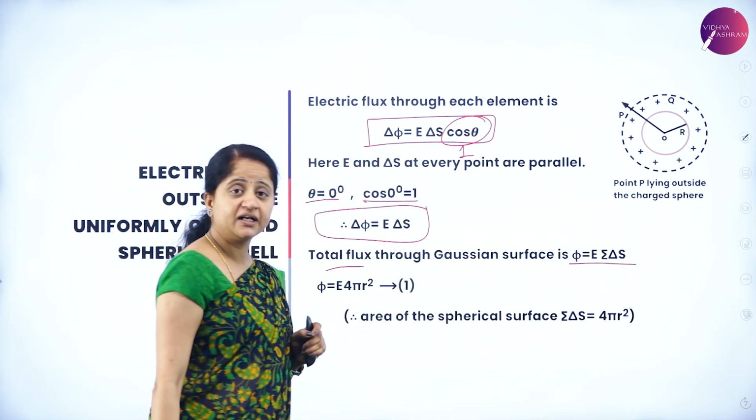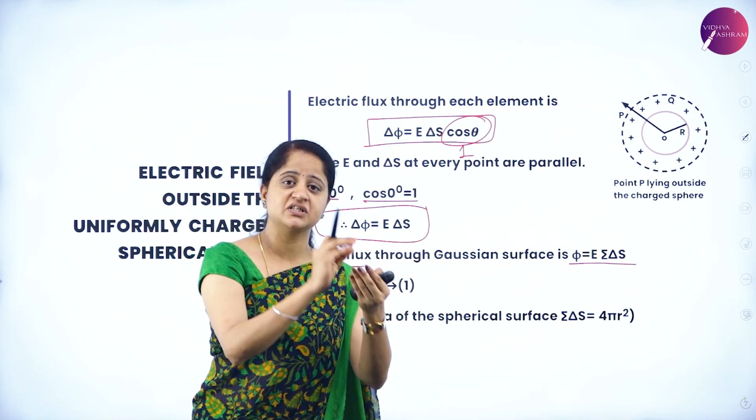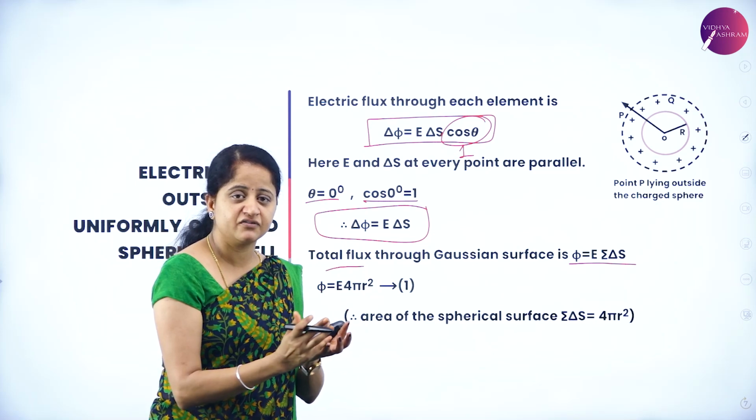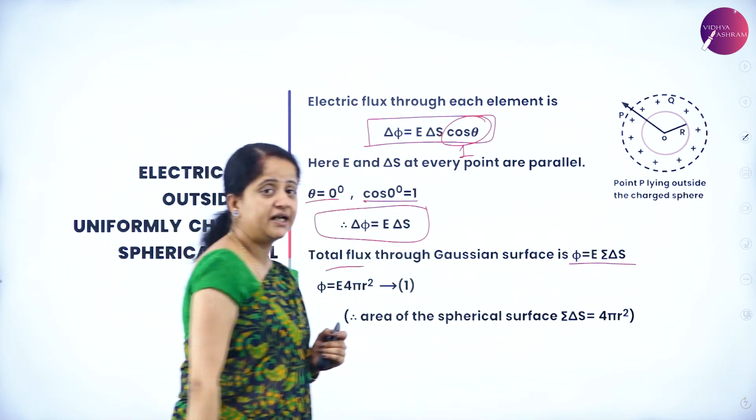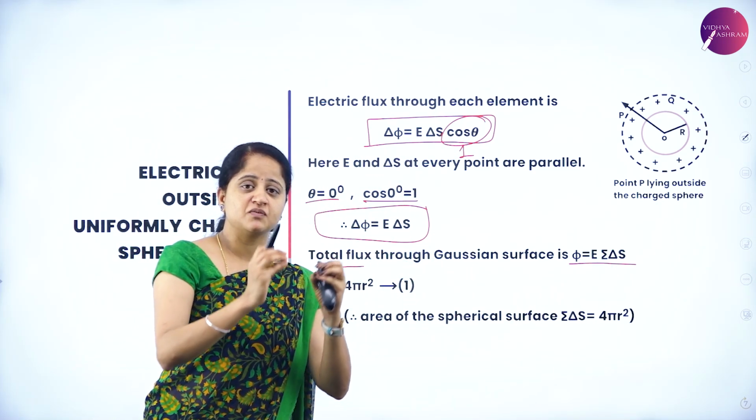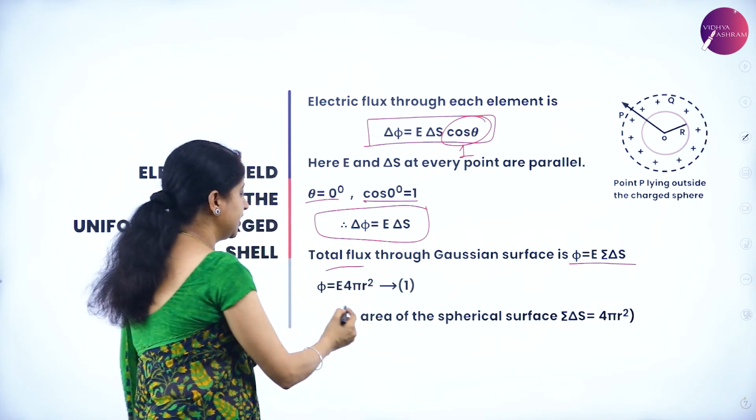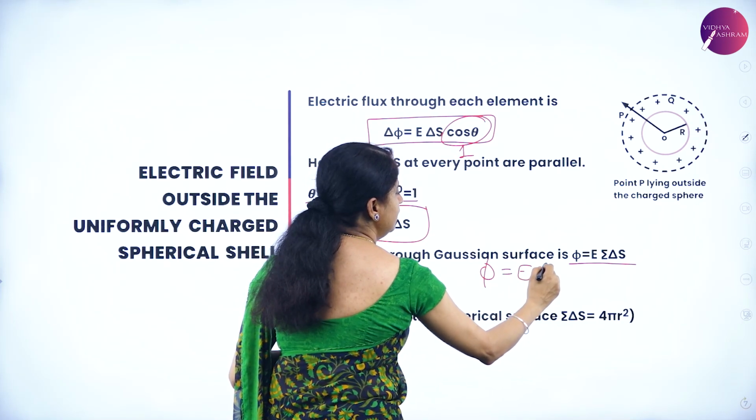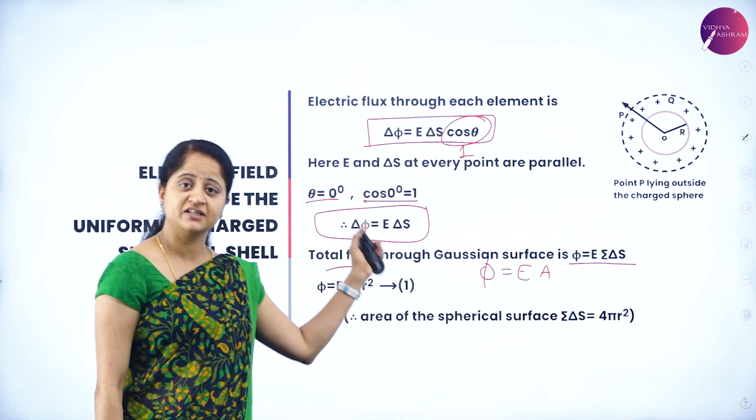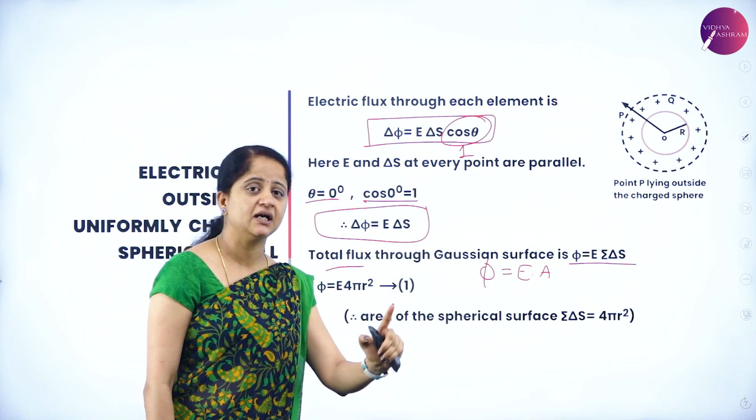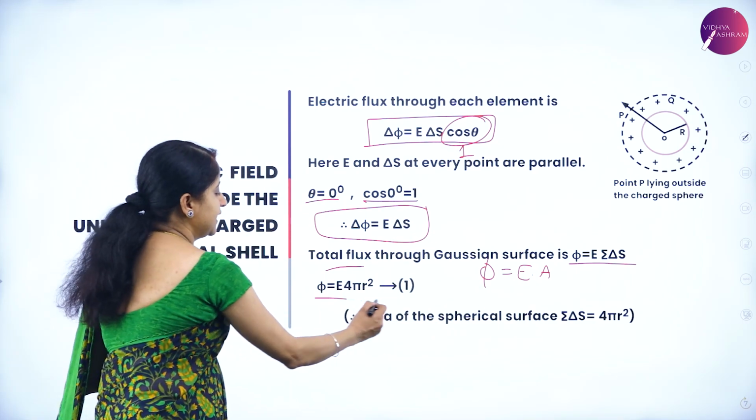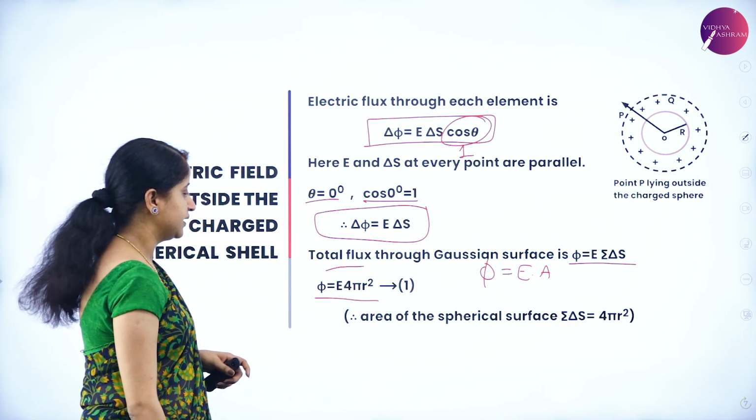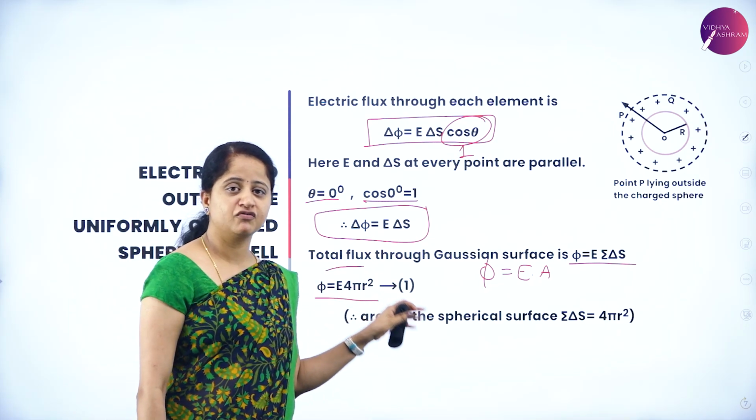Why this summation of delta S? Because we have divided the Gaussian surface into n number of small parts. Now, I have to find the total electric flux throughout the surface, and hence it is summation of delta S. When you add all these small surface area elements, we will get the total area, that is phi is equal to E into A. What is the area of this Gaussian surface? What we have considered is a sphere. So, the area of sphere is 4 pi r square. So, phi is equal to E into 4 pi r square. That's my equation 1. Now we have got the expression for electric flux.